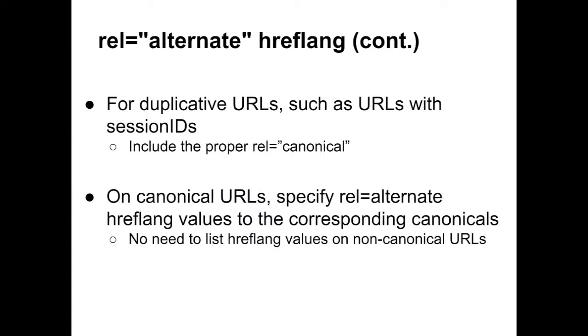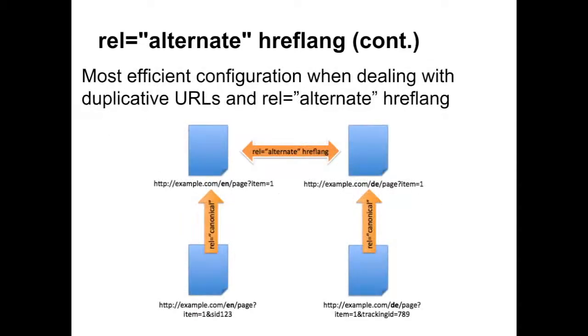The href values for rel alternate hreflang should specify canonical URLs, and in fact, to be most efficient, they only need to be included on the canonical URL, not the duplicates. In other words, given the English version of a page, http://example.com/en/page?item=1 and SID equals 123, which is a duplicate URL with a session ID, there doesn't need to contain hreflang values to the corresponding, say, German page. It only needs to specify the rel canonical URL, for example, example.com/en/page?item=1.